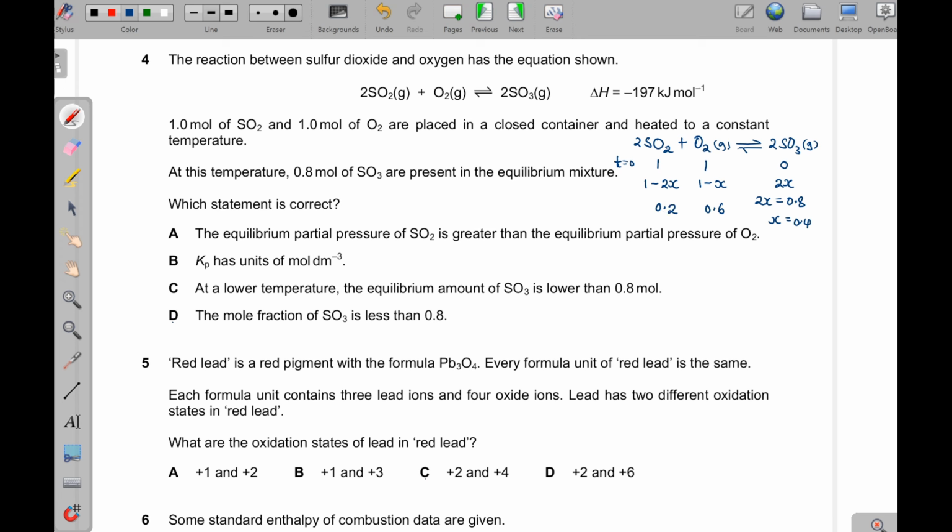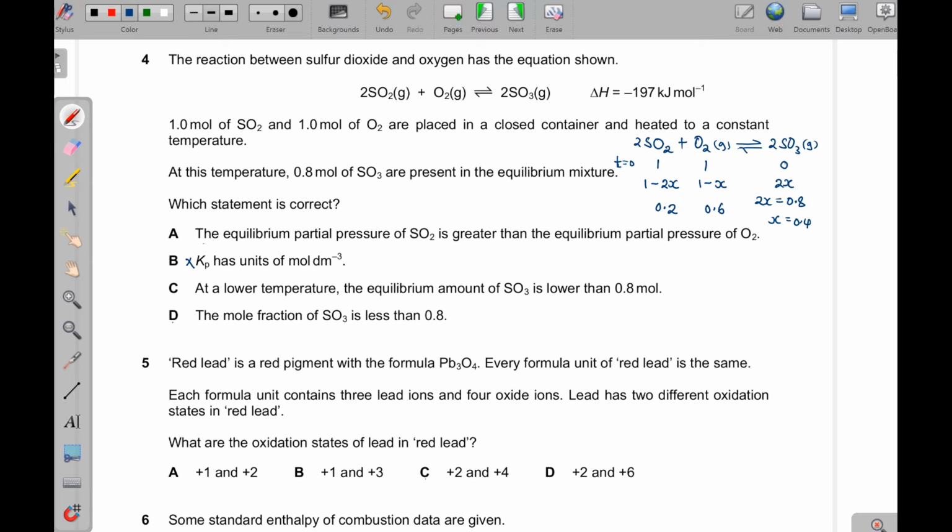Now, Kp has these units. Here when we are looking at Kp, it is going to be the partial pressure, and pressure can be in terms of pascals or Newton per meter squared, millimeters of mercury, and maybe atmospheres. You see that? So we don't use concentrations. That will be for Kc. So this one I will actually take it out right away.